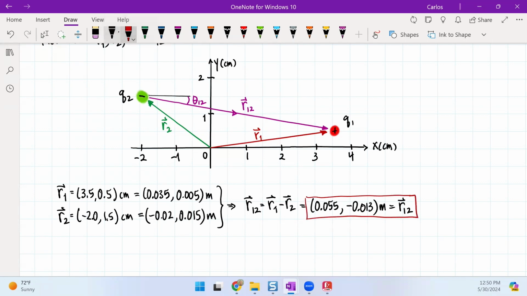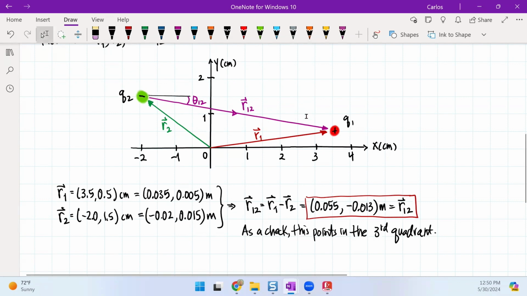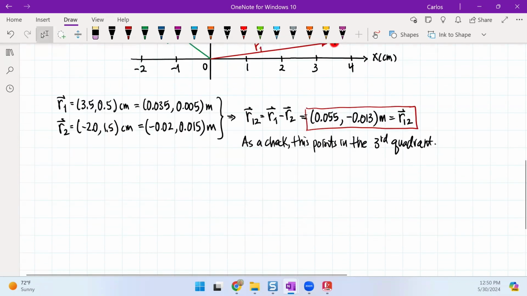So again, as a check, this points in the third quadrant, which is what we had to have. So now I need to get the details of this. I need the magnitude and direction.